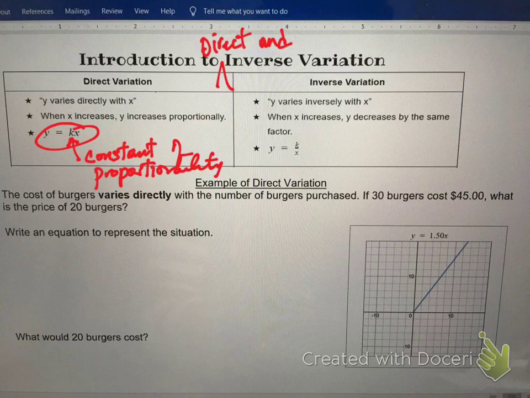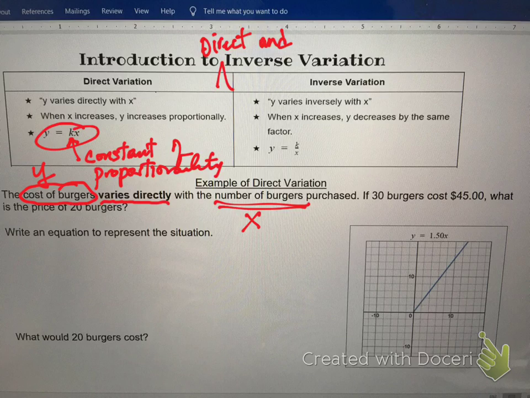The cost of burgers varies directly with the number of burgers purchased. So when you see a question like this, the first thing you want to figure out is what's x and what's y. The cost is going to depend on how many burgers you purchase. So the cost that you pay depends on the number of burgers. If the cost is dependent on something, that's going to be my y. The number of burgers, that's going to be my x. Does that make sense?